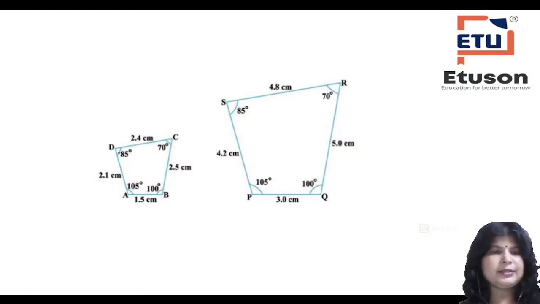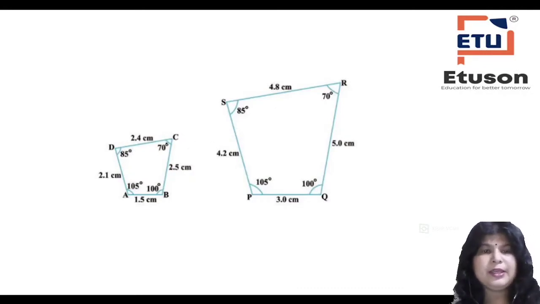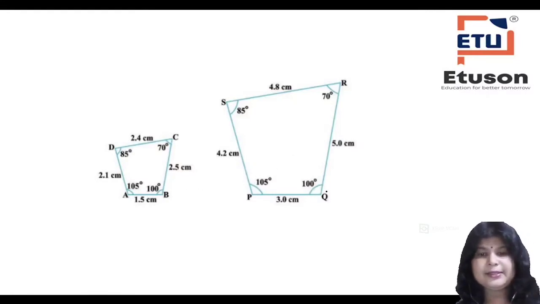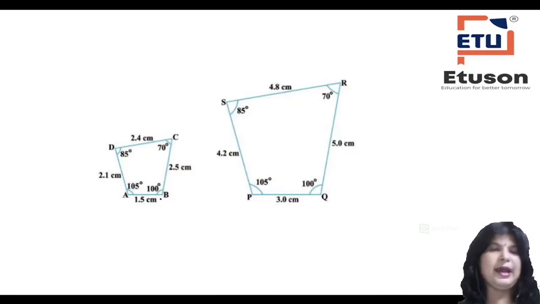Here the angle is 85 degrees. Here also the angle is 85 degrees. This is 70 degrees. Here the angle is 70 degrees. Here the angle is 100 degrees. Here also. So according to the first condition, the angles are similar. The second condition is the representative fraction, right?